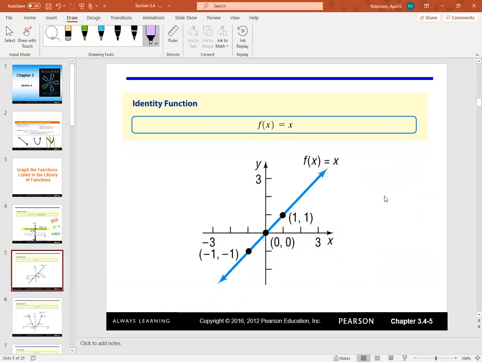Then we have what's called the identity function, which is f of x is equal to x, or you could just say y is equal to x.